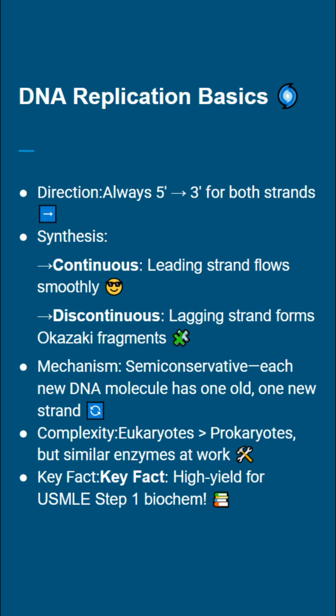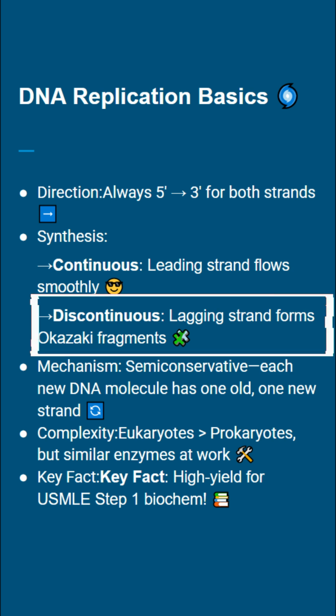Alright, now let's talk about DNA replication basics. A super high yield for Step 1. First off, replication always happens in the 5' to 3' direction for both DNA strands. Think of it like reading a book from left to right. The leading strand is synthesized continuously, nice and smooth like a highway drive. But the lagging strand, it's a bit choppy, made in short bursts called Okazaki fragments.